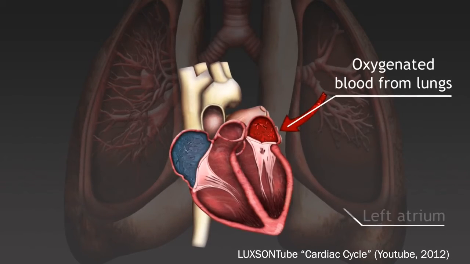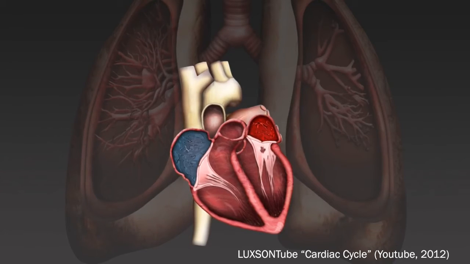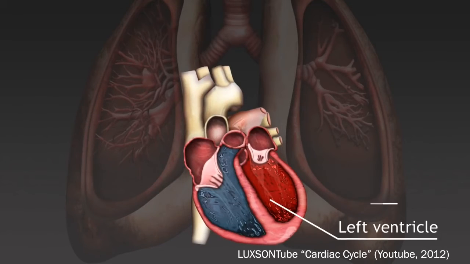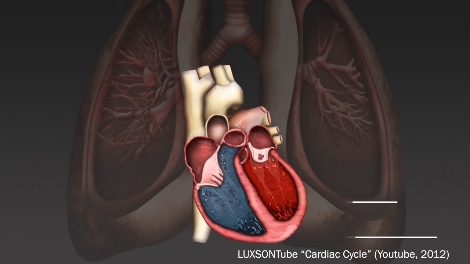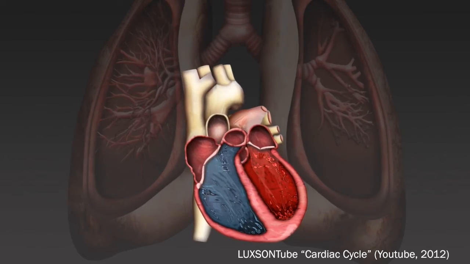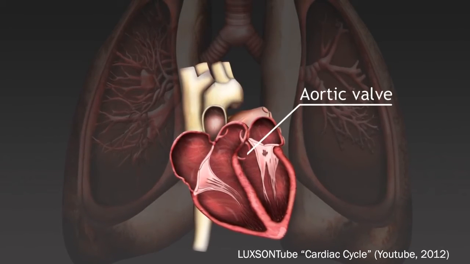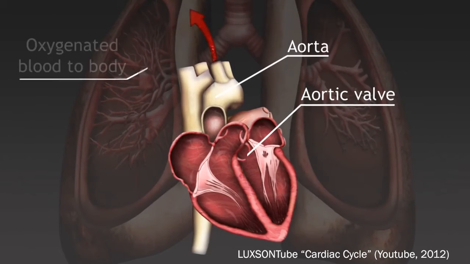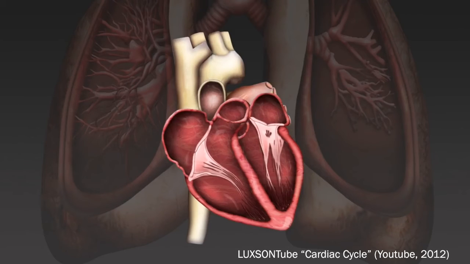Oxygenated blood flows from the lungs into the left atrium via the pulmonary veins. The left atrium contracts to pump blood into the left ventricle through the mitral valve. Once the left ventricle has filled with blood, the mitral valve closes. Next, the left ventricle contracts, forcing the aortic valve to open, allowing blood to be pumped into the aorta and from there around the body. The aortic valve closes to prevent blood flowing back into the left ventricle, and the left ventricle relaxes, ready to accept the next intake of blood. The cardiac cycle is now complete.